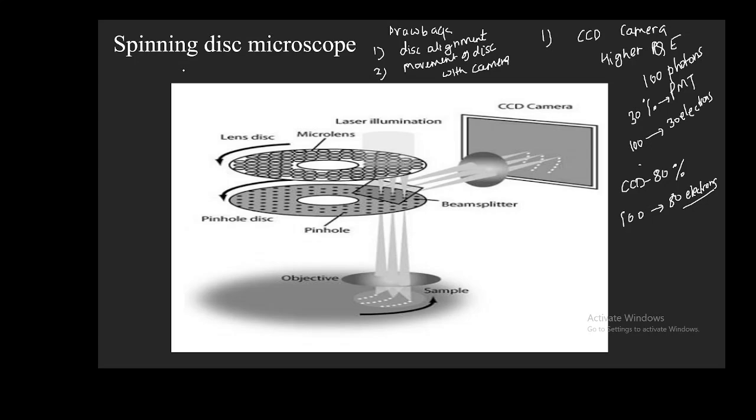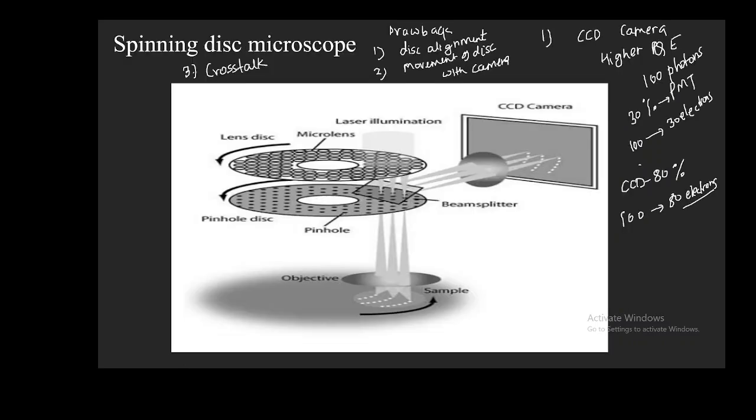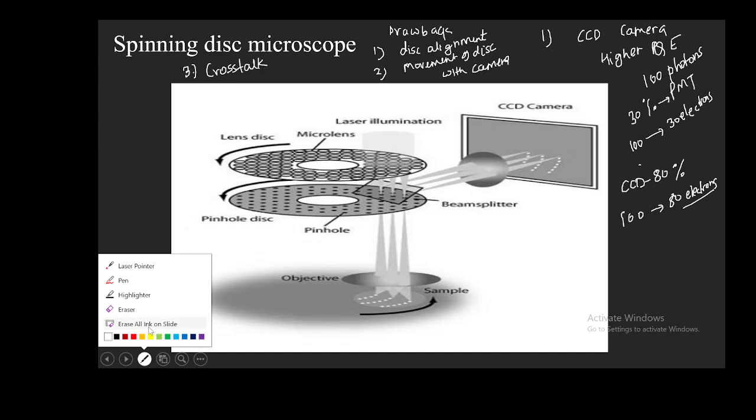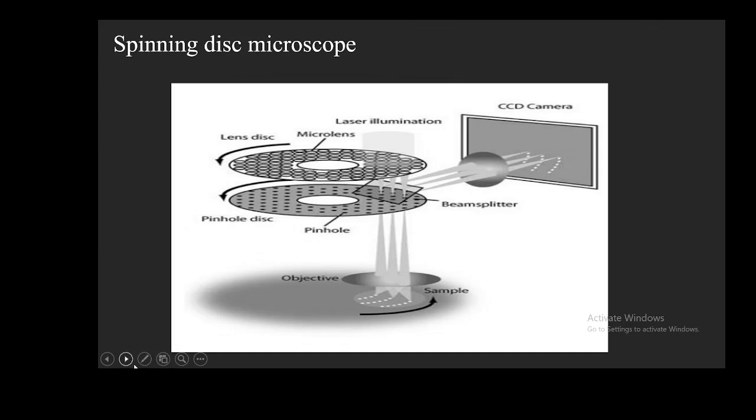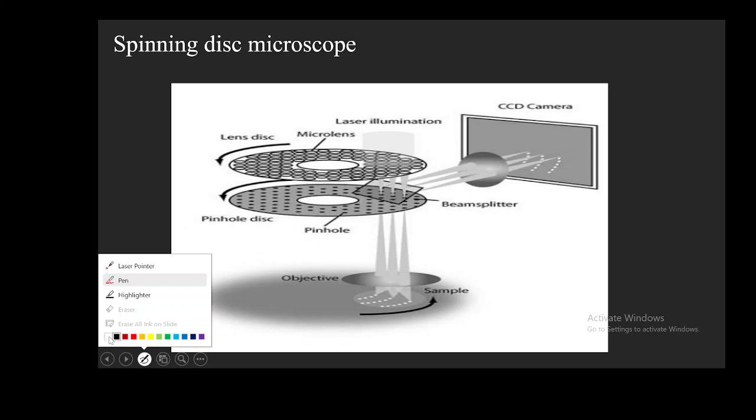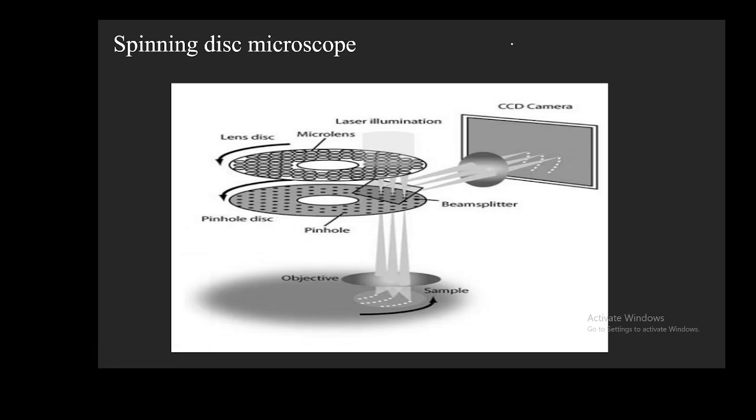And the third one is the crosstalk. Okay, so I can just erase this now. What is the crosstalk? Suppose this is your sample, and light is coming from this particular hole. If this particular hole is very near to this hole, then this light can also pass through this hole, and this is known as the crosstalk.